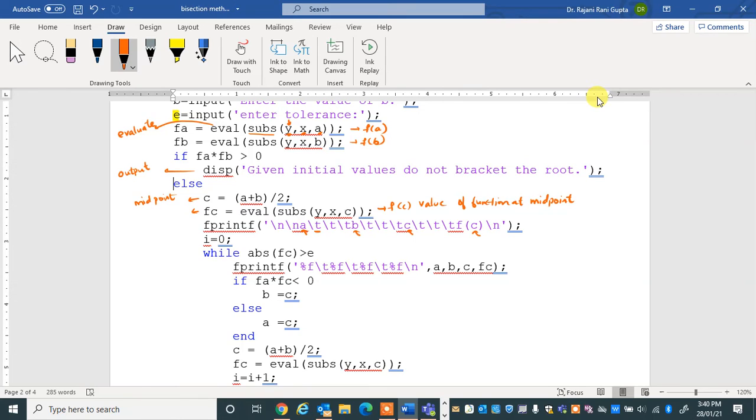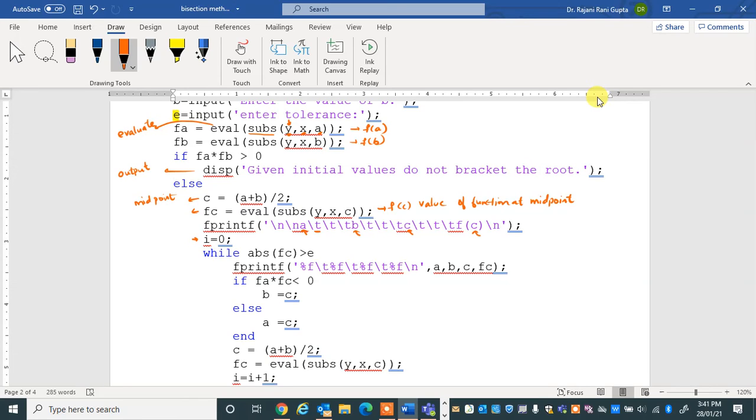Now after that we use a counter, i equal to 0. What is the purpose of this? Because we want to know after how many iterations we got the root, like whether we calculated the midpoint 7 times, 8 times, or how many times, before we got the output. So for that purpose we set i equal to 0.